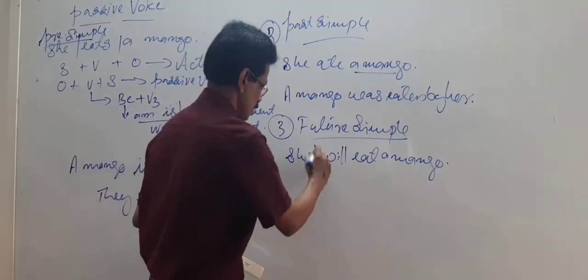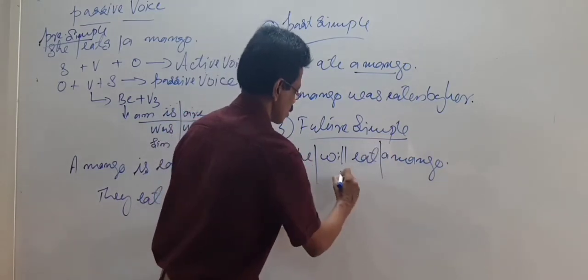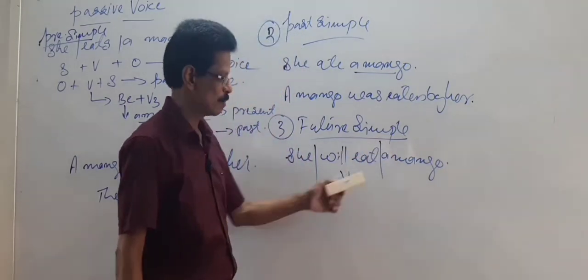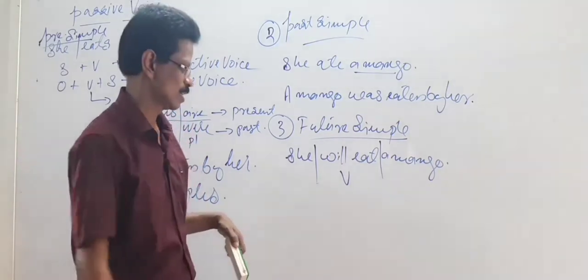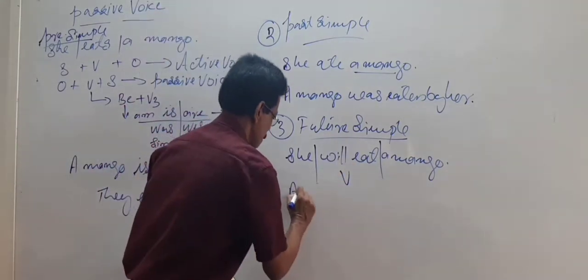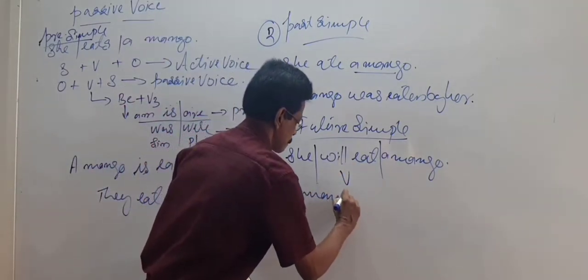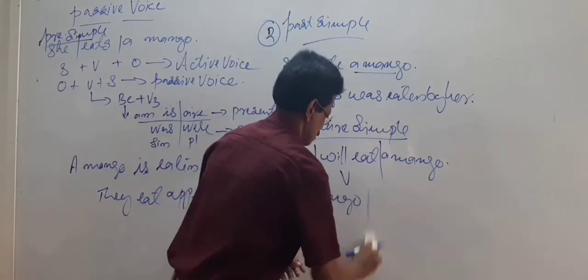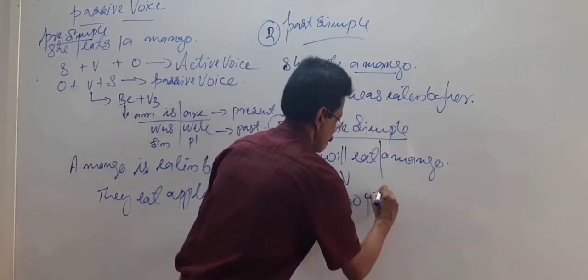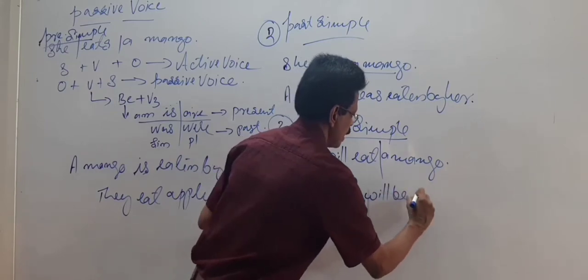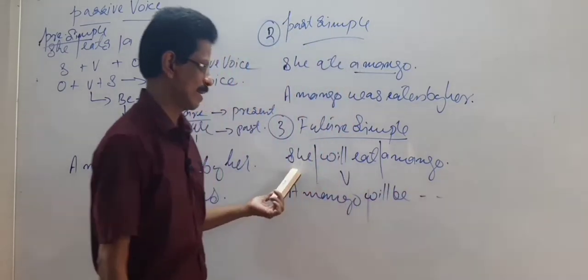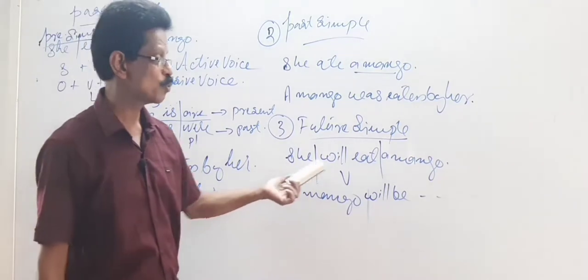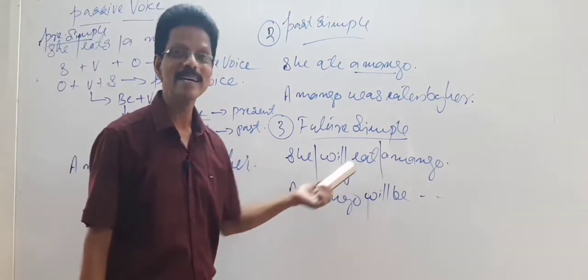So, subject, will eat is a verb. Mango, as usual, is an object. So, a mango will be... will comes, a will be. Is it not so? Yes. Will be eaten by her. A mango will be eaten by her.